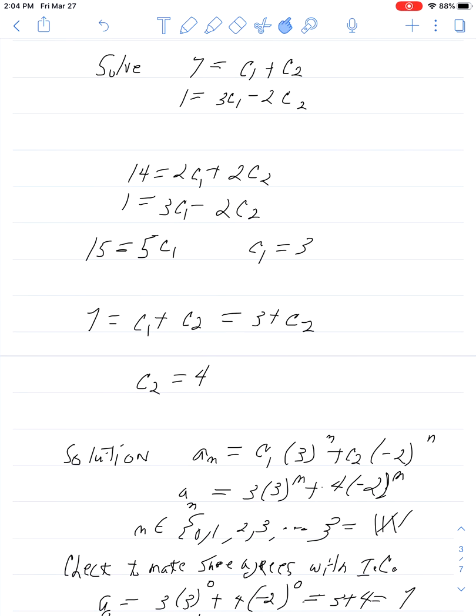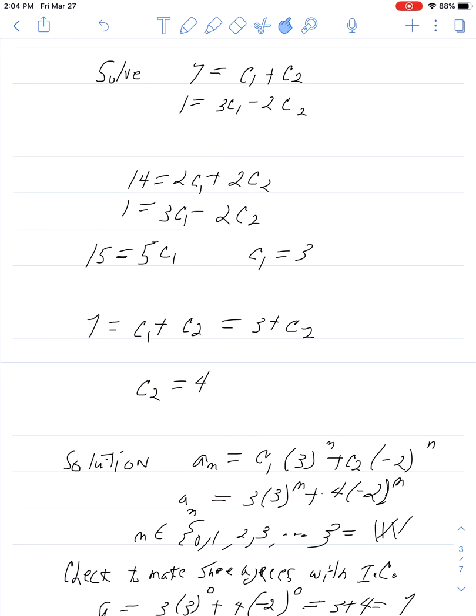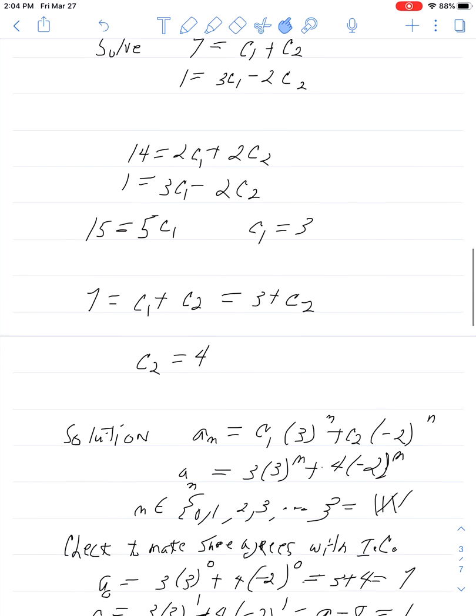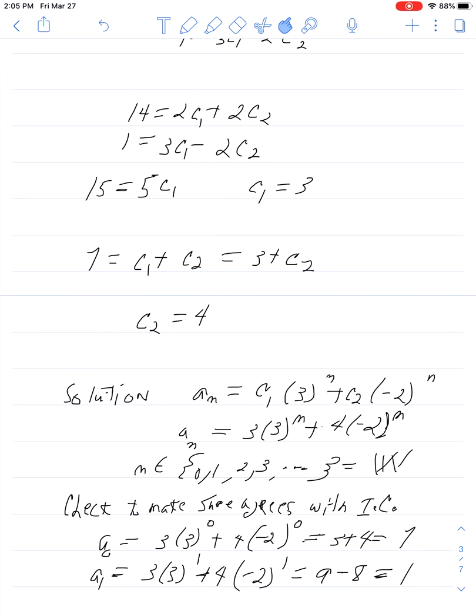Okay, so if c1 has a value of 3 and c2 has a value of 4, and my solution looks like c1 times 3 to the n plus c2 times minus 2 to the n, then my solution is 3 times 3 to the n plus 4 times minus 2 to the n. Now you will notice that this solution is good for every term, even the initial conditions. So it should work for n an element of the set 0, 1, 2, 3, etc., which, by the way, is the set of whole numbers.